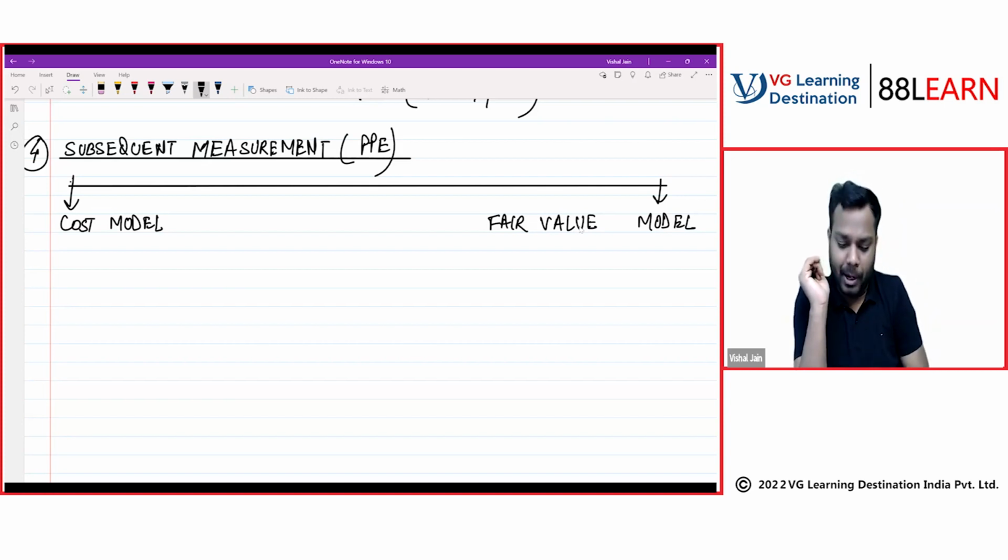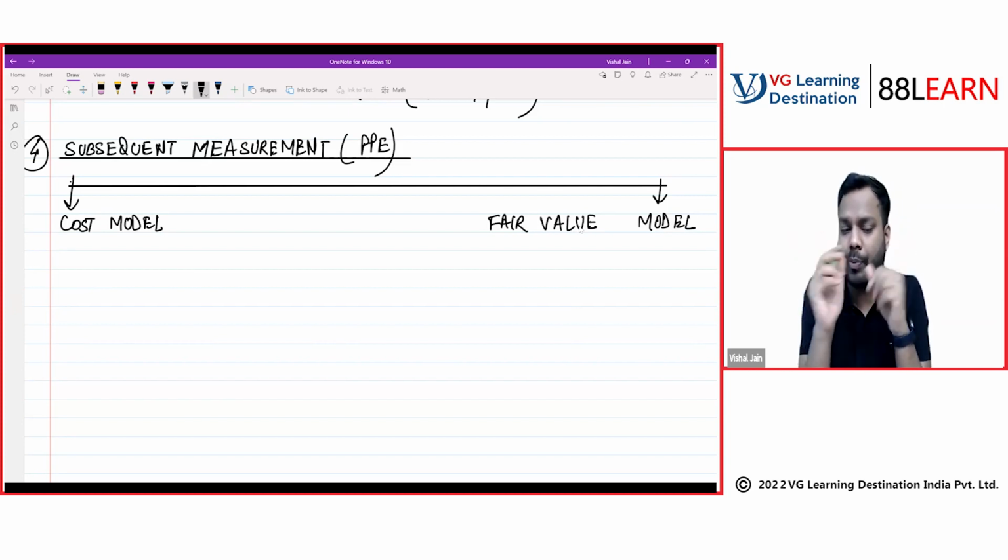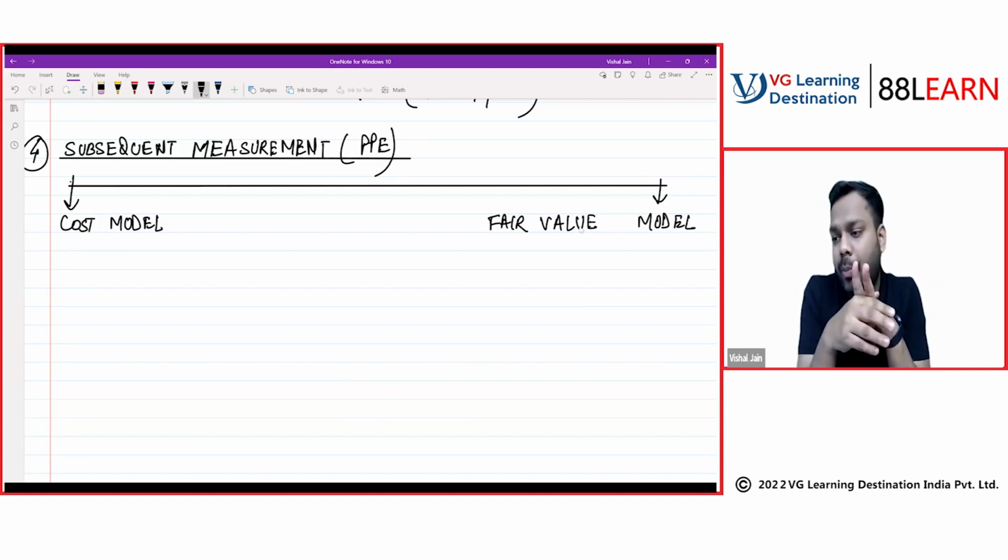Very good. Now let me tell you. Let's suppose you guys have two options. Option number one. Let's suppose I have purchased this studio for, let's suppose, rupees 1 lakh. Now the life of the studio is let's suppose 10 years. Now I do have two options. Option number one, I will record the studio at cost. Now what I will do is every year I will depreciate the studio and record at the carrying amount.